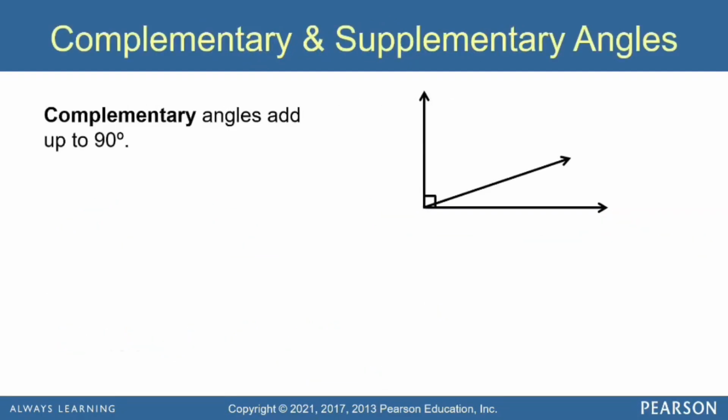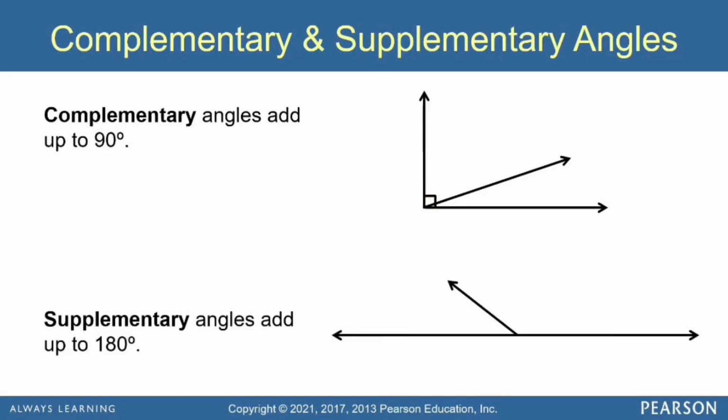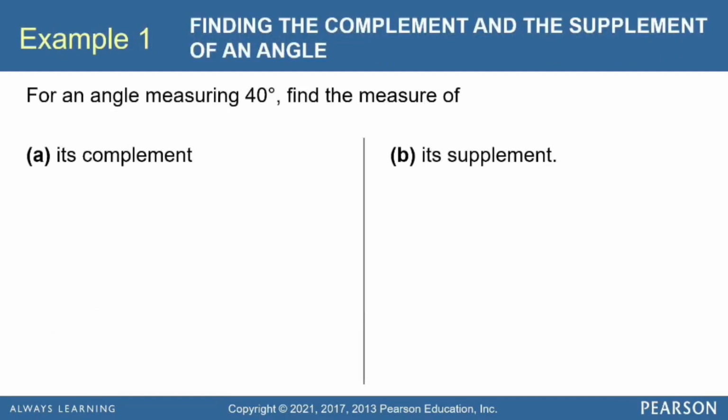Now let's talk about complementary and supplementary angles. Complementary angles have a sum that is 90 degrees, and you'll usually be able to look for the right angle indicator here, and that indicates that the sum of these two angles is 90 degrees. And supplementary angles add up to exactly 180 degrees. So two angles are complementary if their sum is 90, and two angles are supplementary if their sum is 180. And here's our first example.